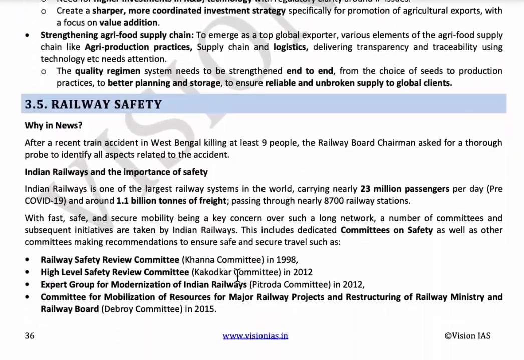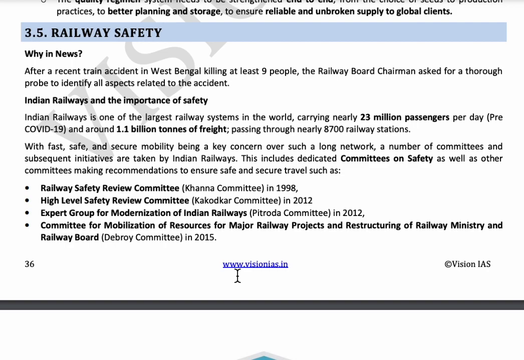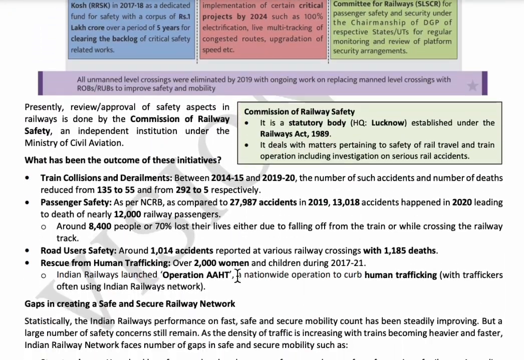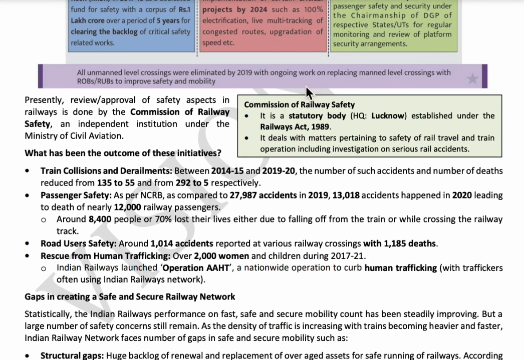The next topic is railway safety. So the train accident in West Bengal has killed 9 people. So this topic was in news. The committees which relate to railway safety are Khanna Committee, Kakodkar Committee, Pitroda Committee and Debroy Committee. So a statutory body called the Commission of Railway Safety was established under the Railways Act 1989 to deal with safety of rail travel and investigation of serious rail accidents.